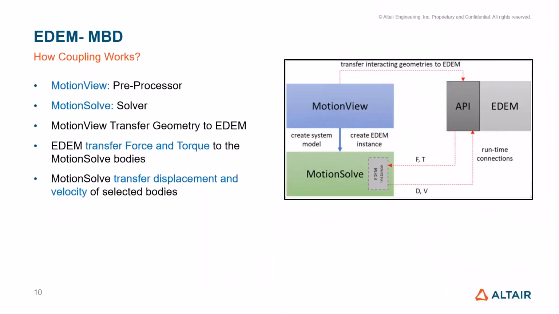To understand how EDEM plus multi-body dynamics coupling works, just to give an overview: from MotionSolve, we will first transfer the geometries to EDEM, and then from EDEM we will transfer the forces and the torque, whereas from MotionSolve the displacement and velocities of the CAD geometries, the new position, will be transferred to EDEM, and the data exchange will repeat for the simulation time which we define.